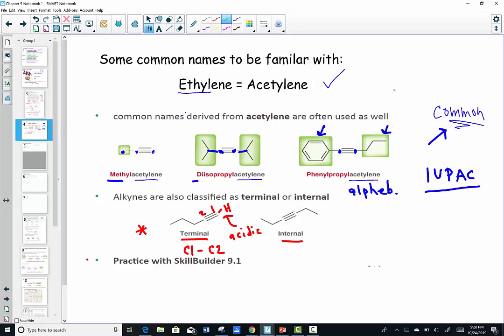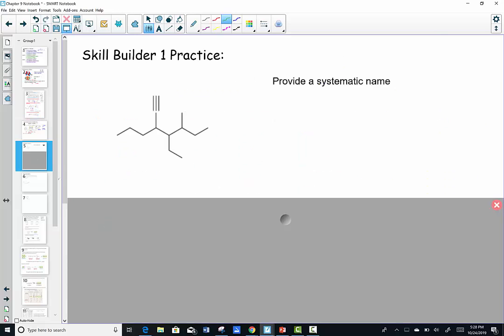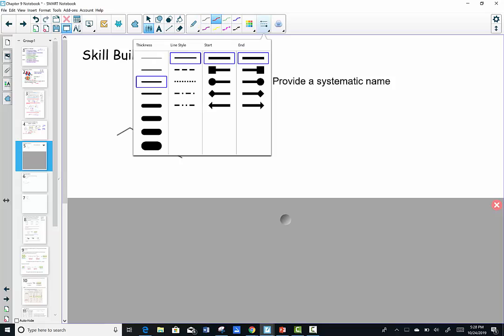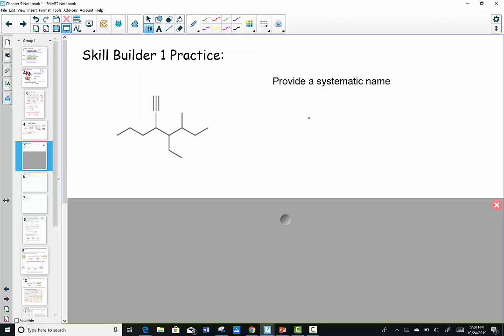When we practice, we're doing some of your homework from Skillbuilder 9.1. Let's take a peek at the first example. Your first homework question is from Skillbuilder 1. We'll use it as a practice. It says, let's provide a systematic name. So one of our first steps is to find the longest carbon chain that contains the alkyne, and I see that it's at a terminal position.